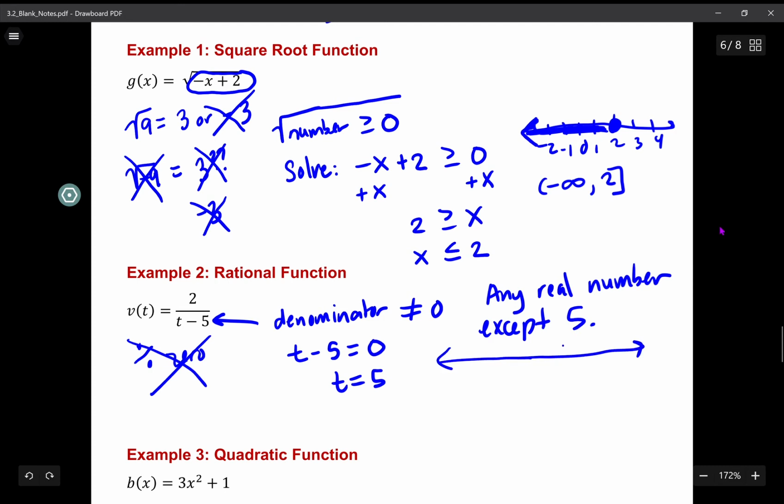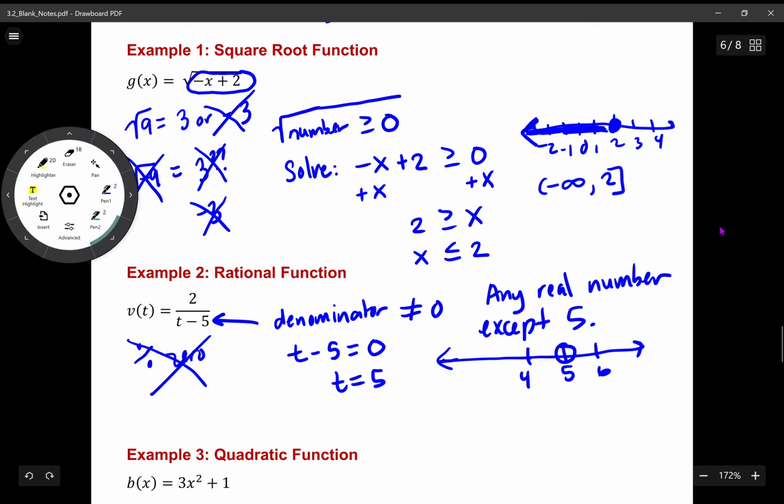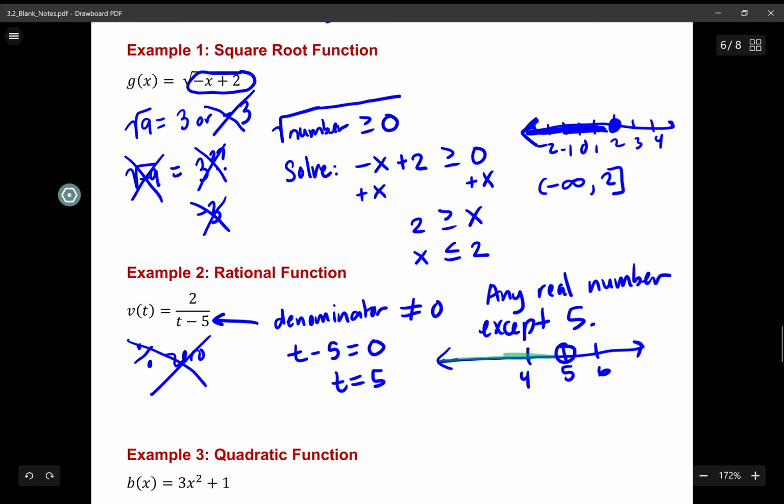Well, here's 5, here's 6, here's 4. We don't want 5, because we'll draw a circle around it, but we're okay with everything else, right? Let's switch to a different color. We're okay with everything else. So we're fine here, up to 5, not 5, over. So we can go from negative infinity up to 5, and then we use this little union symbol that means also 5 to infinity. Everybody but 5.